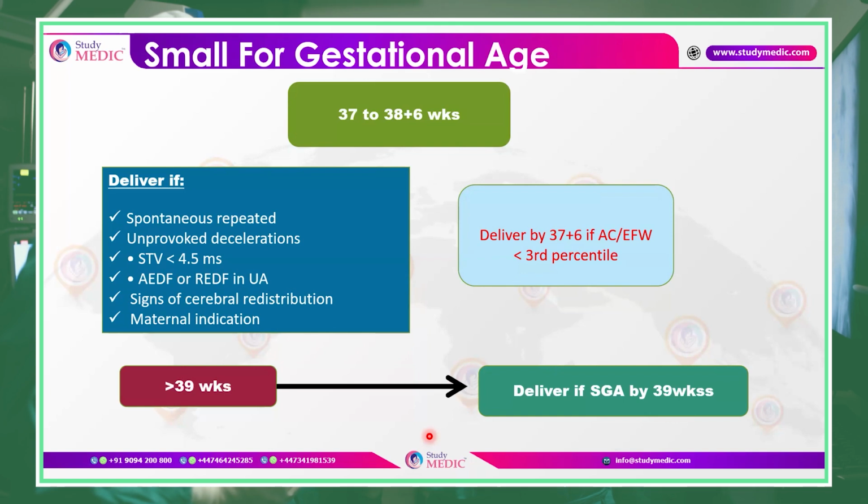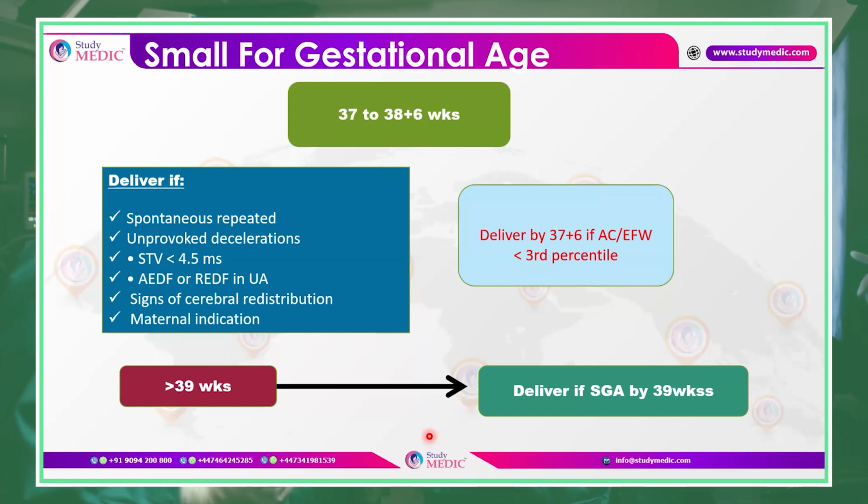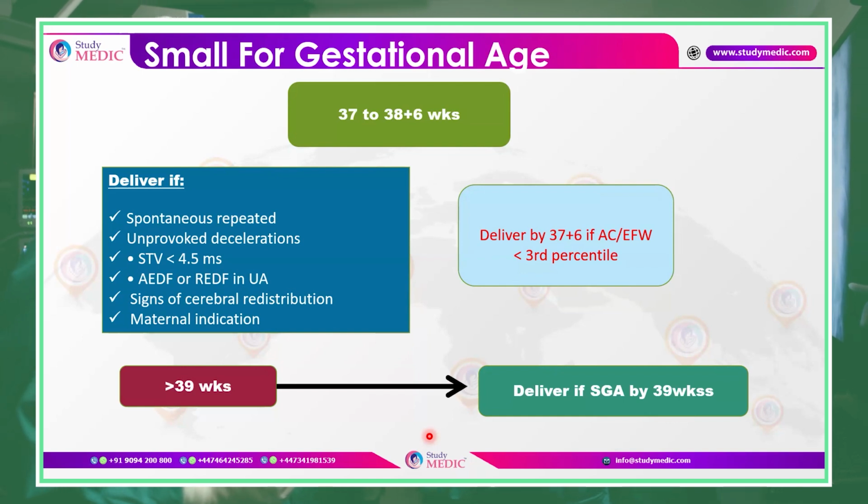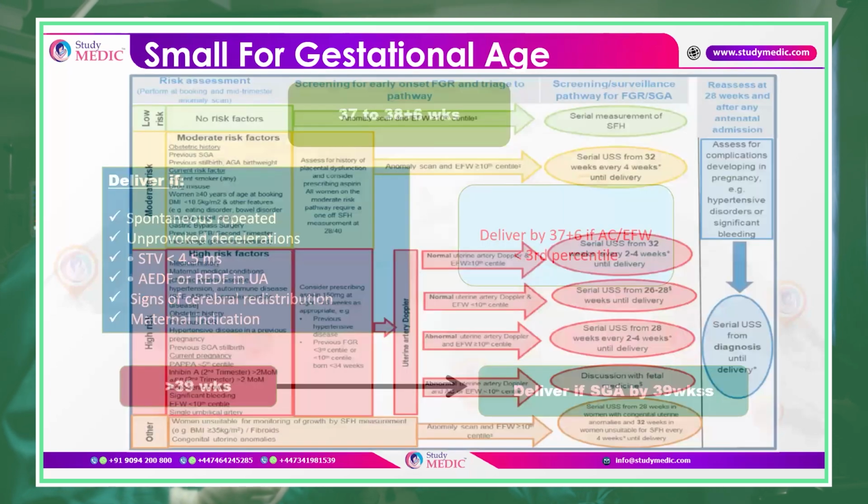Okay, you will deliver by 37 plus 6 weeks if abdominal circumference or estimated fetal weight is less than third centile. It means that it is severe growth retardation. At more than 39 weeks, any patient who is coming with concerns of small for gestational age should be delivered. Delivery should be planned as they have achieved appropriate gestational age.